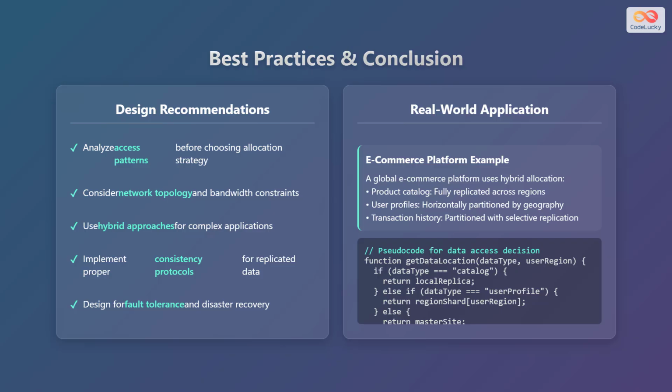Here is a pseudocode for data access decision. The function getDataLocation takes data type and user region as input. If the data type is catalog, return local replica. If the data type is user profile, return region shard for the user region. Otherwise, return master site.